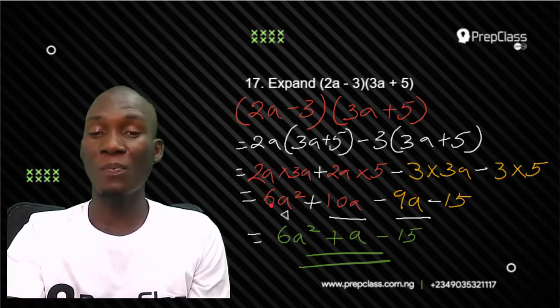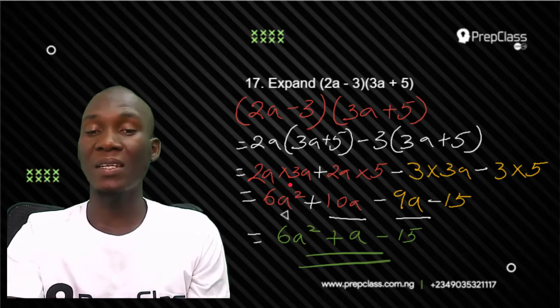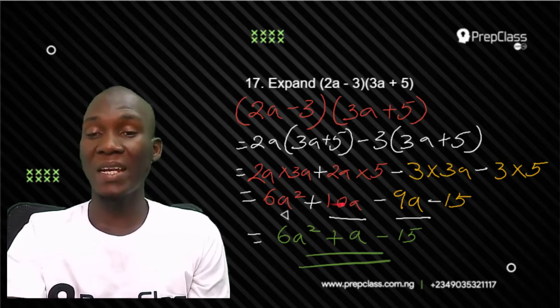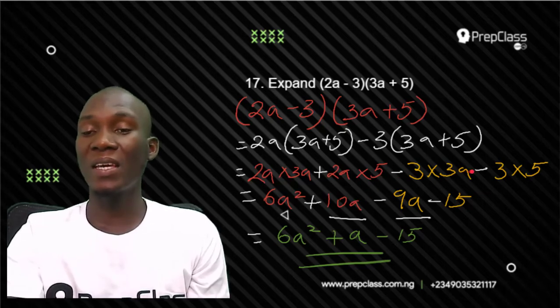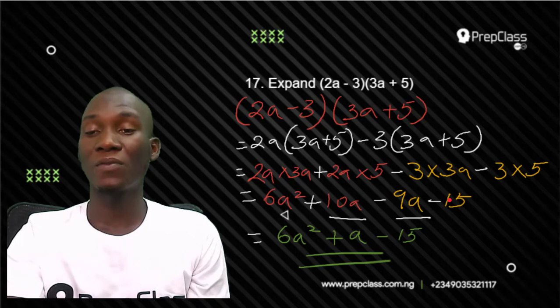So from here we can simplify. 2a times 3a gives us 6a squared. 2a times 5 gives us 10a. Minus 3 times 3a is minus 9a. Then minus 3 times 5 is minus 15.